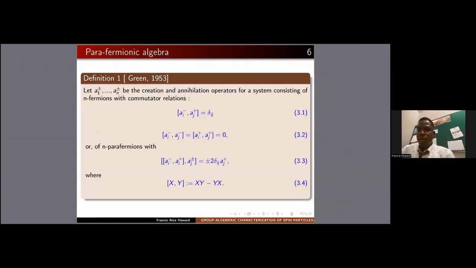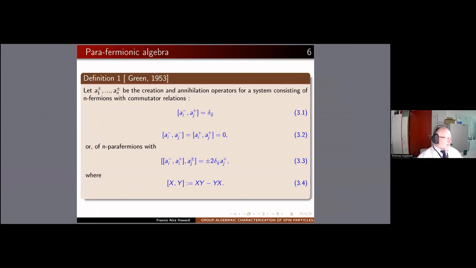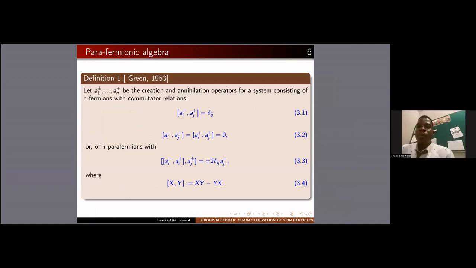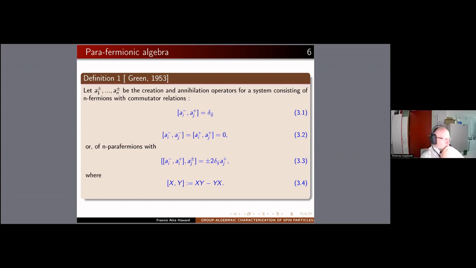3.3. Yes. I mean, here you write this A plus minus J. But on the right-hand side, you only write A plus J. Is that intentional or should there be also an A plus minus? Okay. So with the A for 3.3, right? Yes. The bracket of the A minus and A plus, then yes.